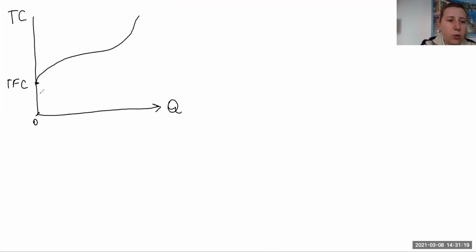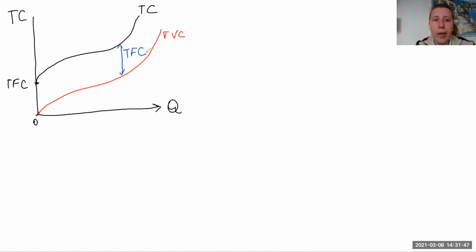Let's draw also total variable cost here. Of course, they are parallel to each other. This is total variable cost, and this is total cost. And of course, the vertical difference between the two of them will give us what? What is the vertical difference between them? Total cost and total variable cost. It's total fixed cost, of course. They are parallel to each other, and the vertical difference between total cost and total variable cost is giving us the total fixed cost.